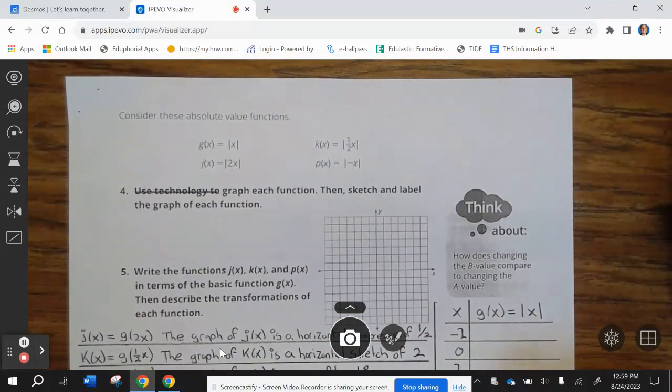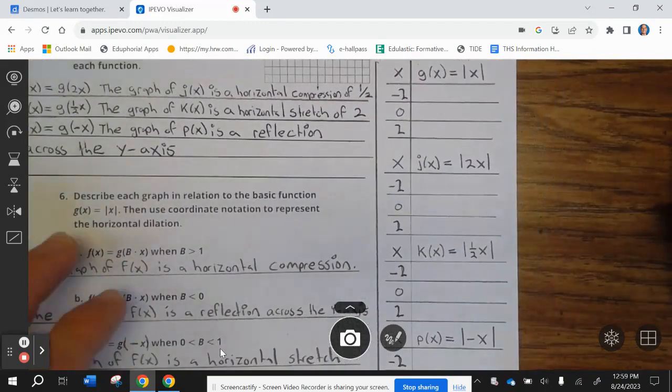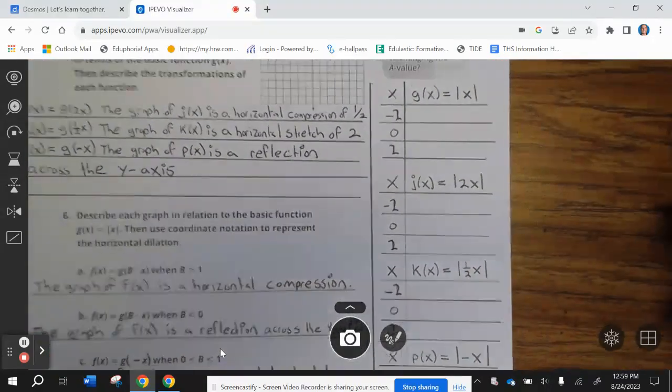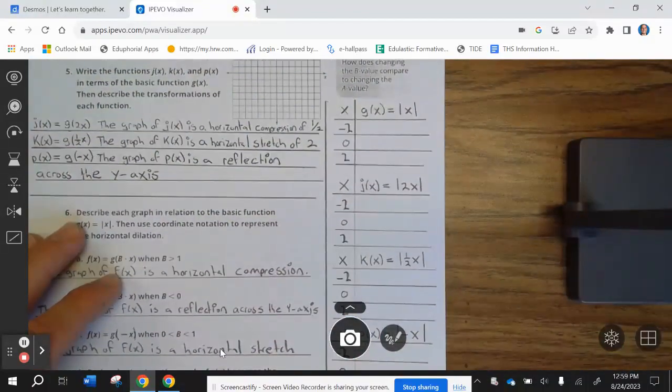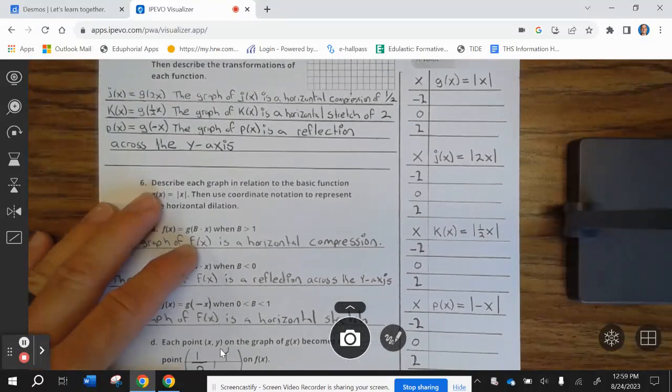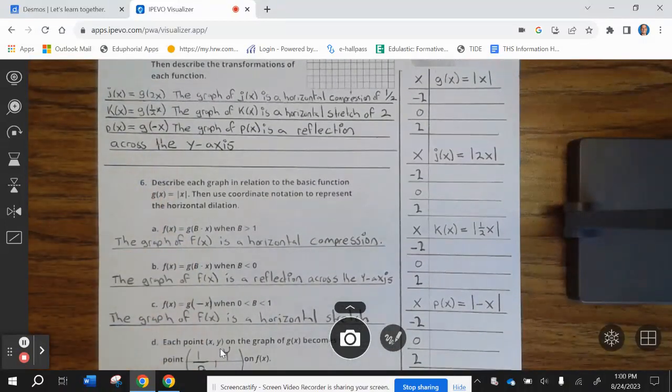Okay, consider the absolute value functions. Graph each function, then sketch and label the graph of each function. Okay, now I'm going to use, let me zoom out, I'm going to use this space to graph each of these. All right, so take a few moments to write that down.